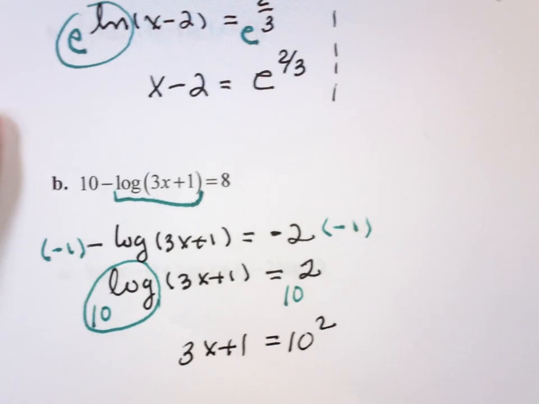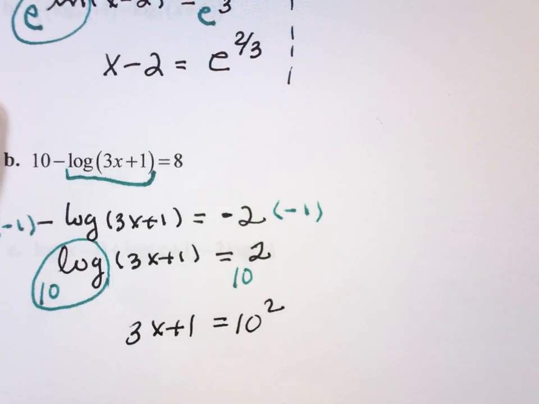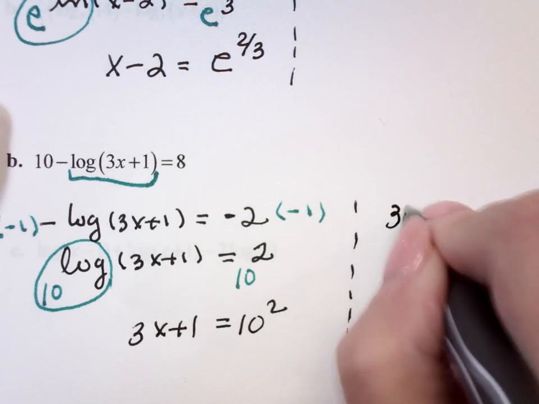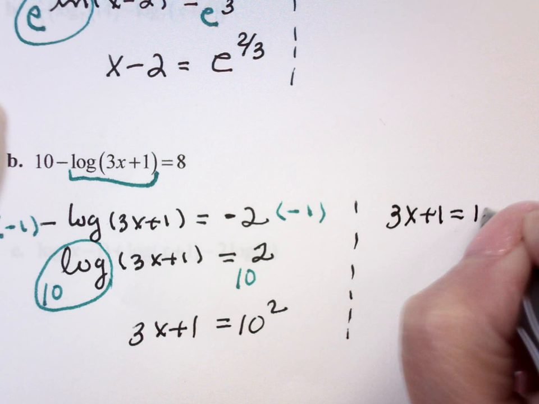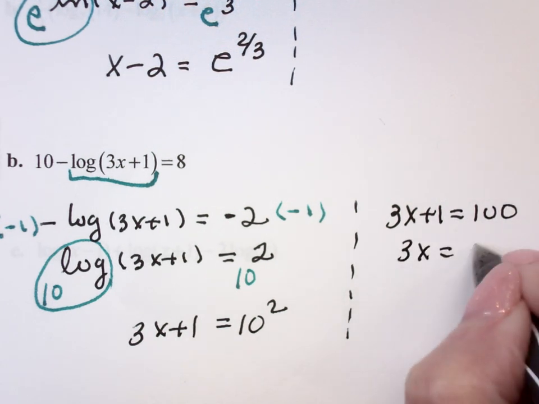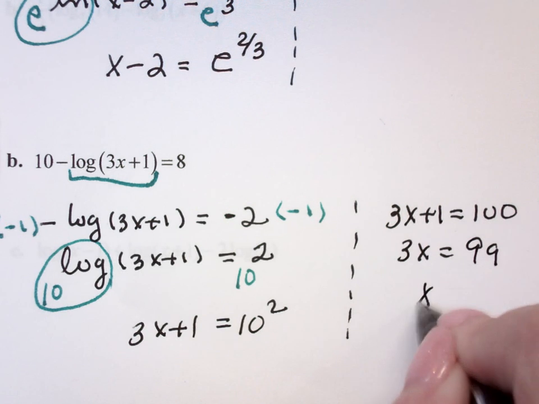Oh, this is going to be so cute. You can tell it's a book problem. 3x plus 1 equals 100. 3x equals 99, or x is 33.